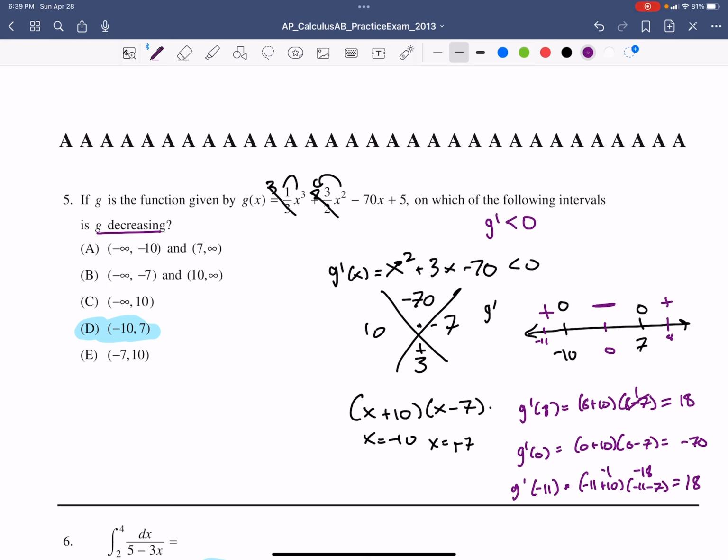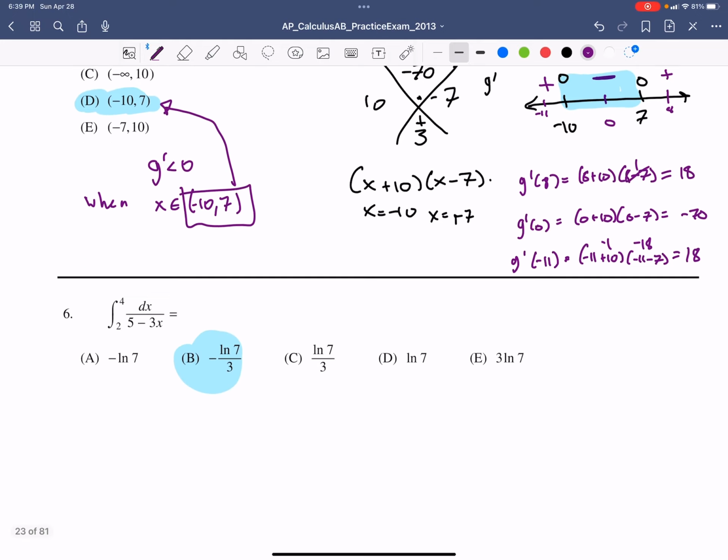And so that means that our function is only decreasing between these two values. So g prime is less than 0 when x is in negative 10 to 7. So this interval would be the correct answer right there. All right, now we're going to do the next question. This is used as first derivative test.